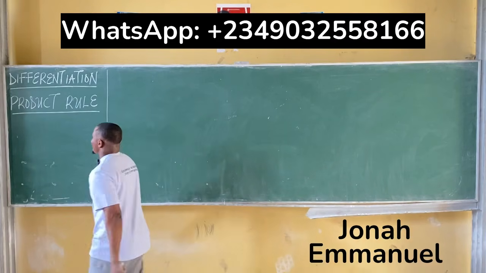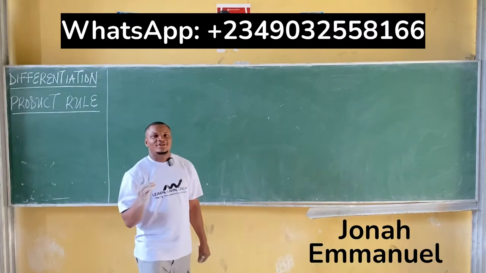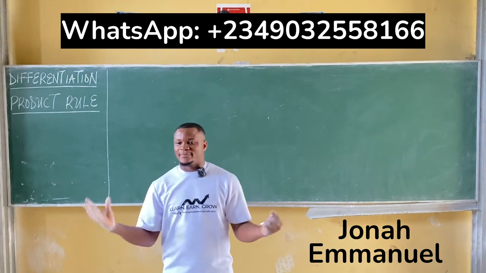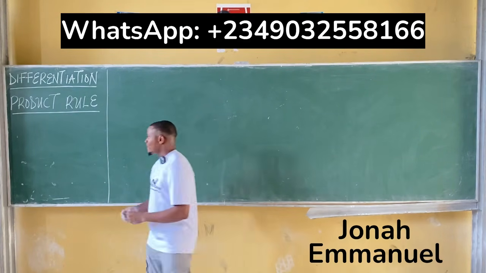All right, so a product is the result of multiplication. Hence, product rule is used when two or more terms are multiplied. Have I said that? All right.